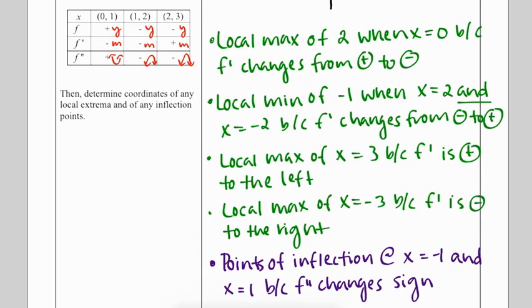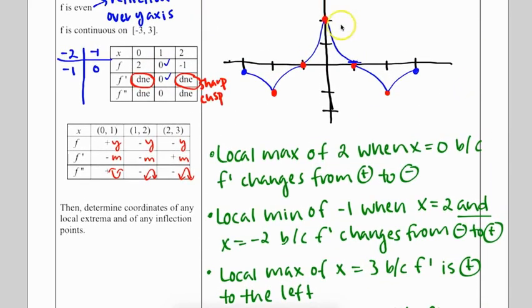So let's see. Okay, we have a local max of 2 when x equals 0. And, okay, I'm going to reference the first derivative here. So I knew that because f prime was changing from positive to negative at that point. So meaning that our slope went from positive to negative around there. Okay, we had a local min of -1, and that occurred at 2 places. That occurred at x equals 2 and x equals -2. Because our slopes went from negative to positive around that point.